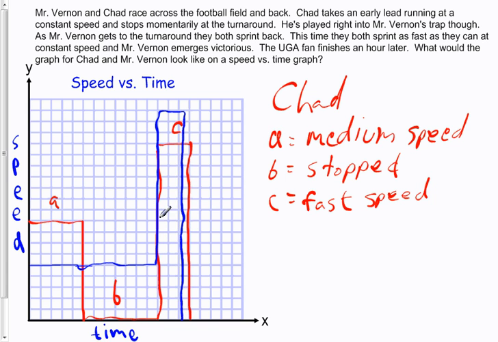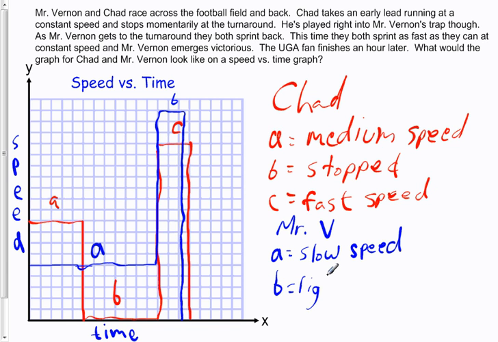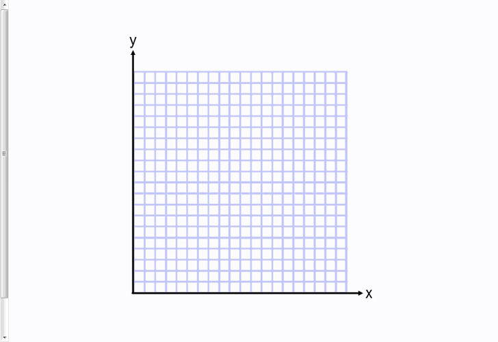a little bit sooner. Okay, so if we mark our A and our B here for Mr. Vernon, he goes slow speed to start, but then he runs basically at the speed of light on the return, and thus defeats Chad. Okay, so let's do a couple of other scenarios that we can see on position and on speed graphs.